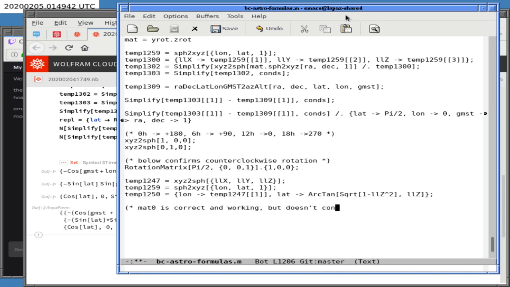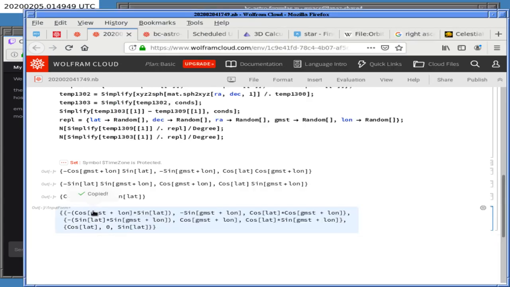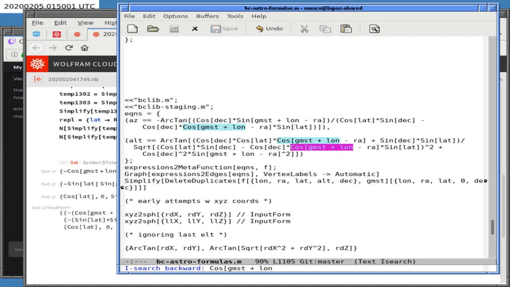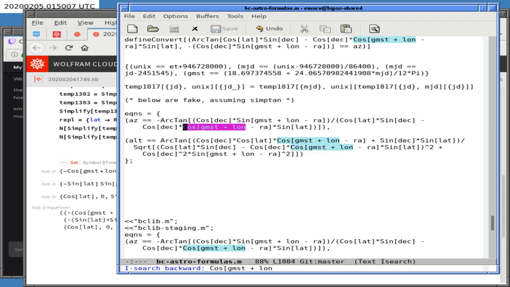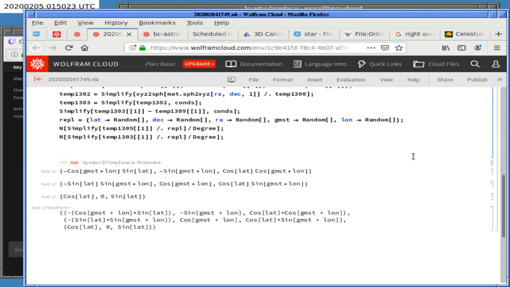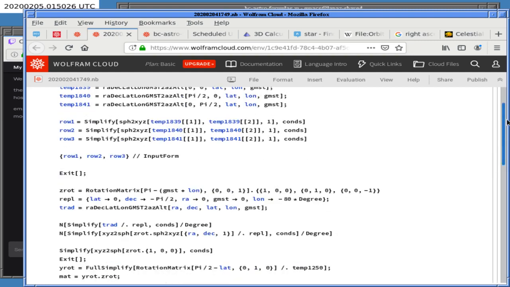But it doesn't convert spherical to XYZ. And honestly, I'm pretty sure I've come up with this matrix before. I think it might even be in this very file. Well, it's around here somewhere. Okay, so this is it. We're good. This is mat 0, the 0th matrix. We want to correct it a little bit by changing the longitude and the latitude into rectangular coordinates. But I think that's not too hard. So this is mat 0.